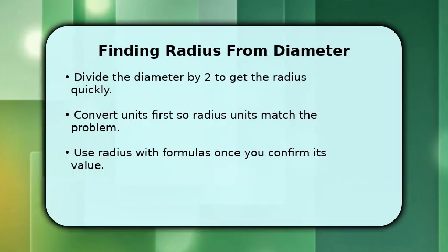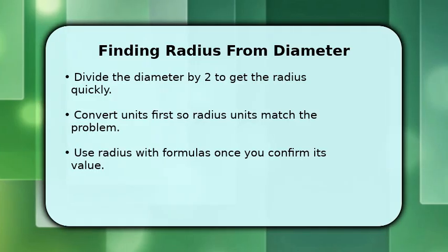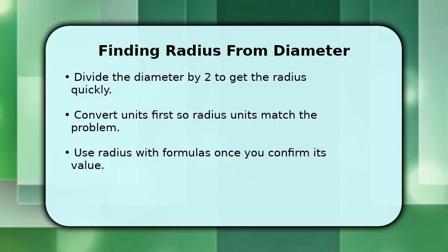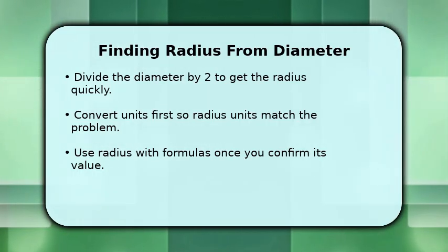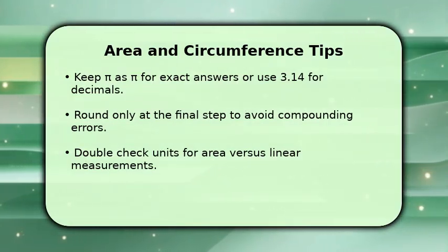We will solve a problem step by step using R from the diameter, substitute into pi R squared, and simplify carefully. I'll also show a quick mental check to see if your result is plausible, so you feel confident when working with area and circumference. Decide if you need exact or decimal answers and stick to that choice.